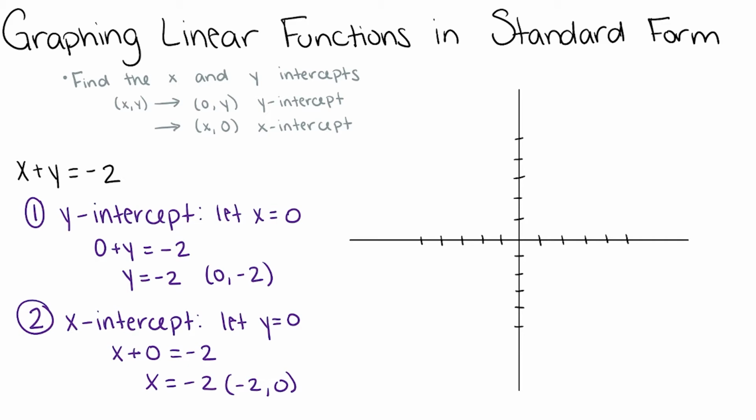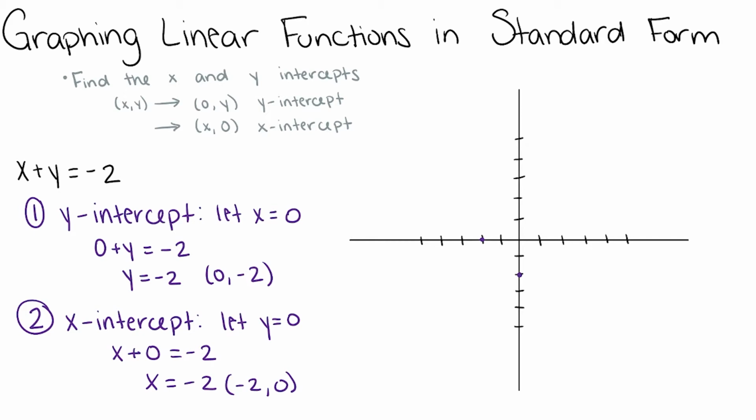So whenever we have functions in standard form, we can always graph them using our x and y intercepts. Let's start with our y-intercept since we found that first. Our y-intercept is at 0, negative 2. The y-axis is the vertical axis, so we're going to go down 2 units and place a point at 0, negative 2. Next, let's plot our x-intercept. X is going to be the horizontal axis, so we're going to move 2 units to the left and have a point at negative 2, 0.